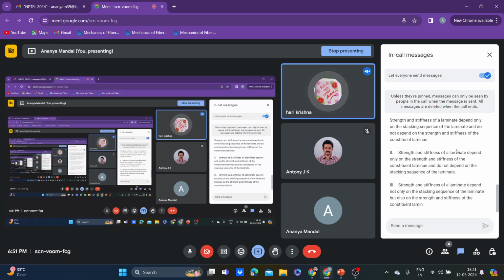Yeah, ma'am. The first one is wrong. Strength and stamina depend upon the sequence, and the second one is also wrong. The third one is the only correct one. Strength and stamina depend not only on the slag limit, but also on strength. So the first two are wrong, ma'am. Third one only is correct. Yeah, ma'am. Thank you.